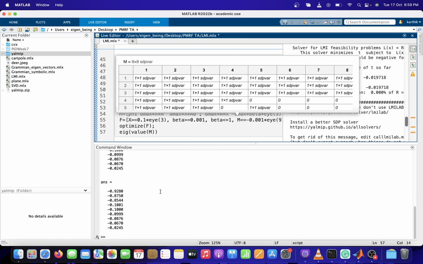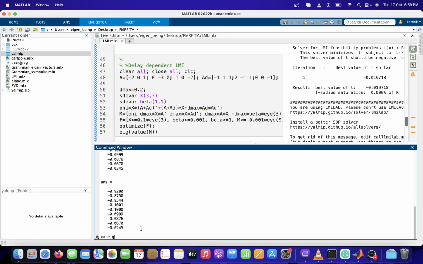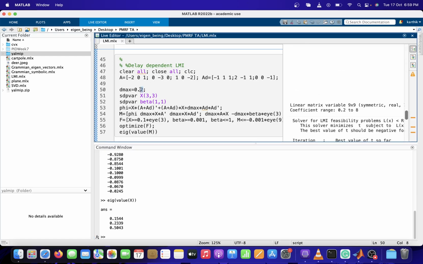So what is the eigenvalue of x? We have to give value of x instead of just x, because x is an SDP variable, so you can't find the eigenvalue of an SDP variable directly. It's a different structure, so you'll have to give eig of value of x. This is positive now, which means for a maximum delay of 0.2, the system is stable.